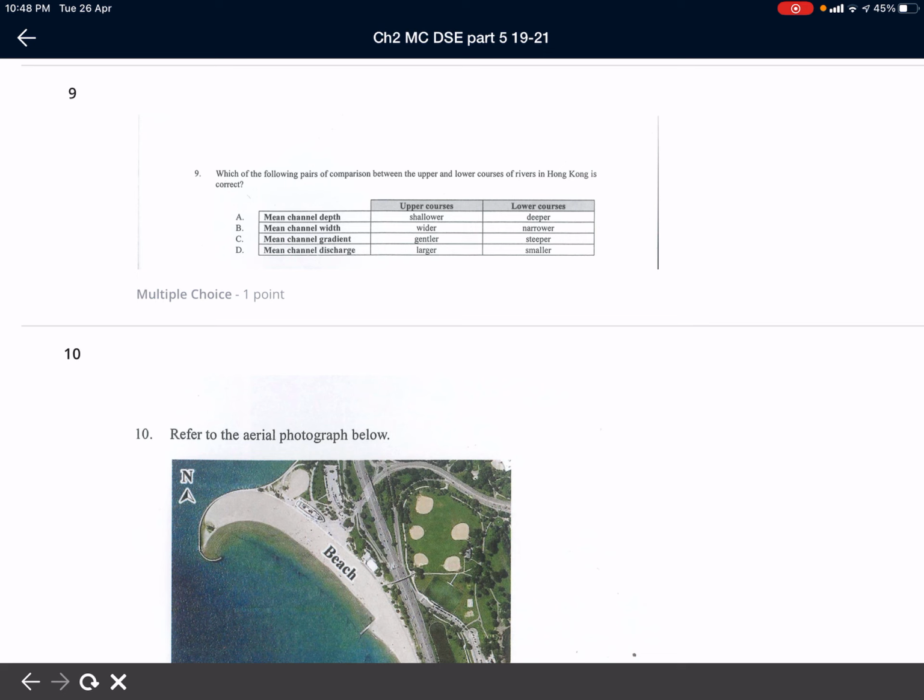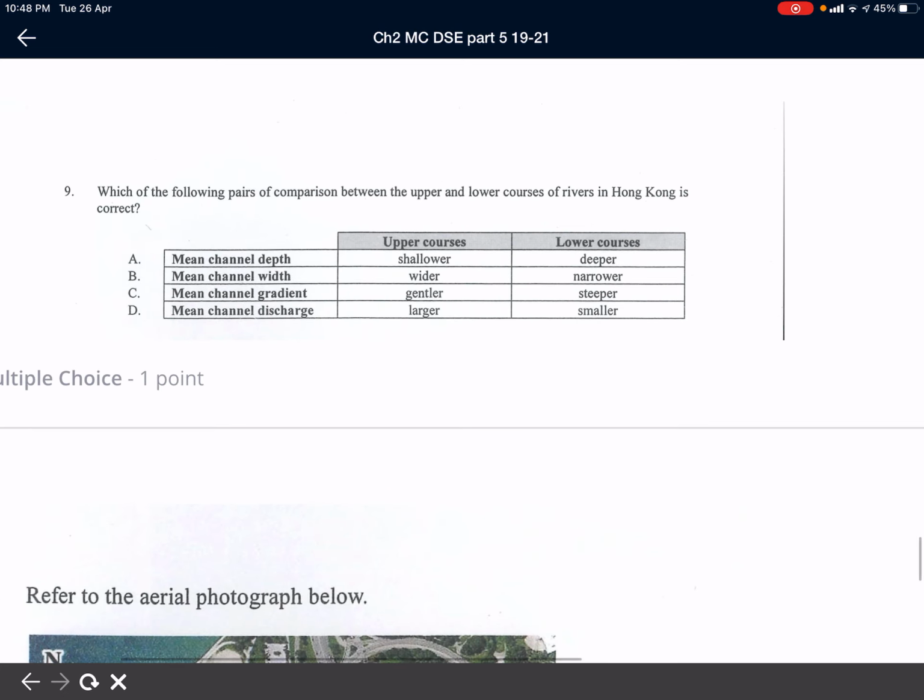So actually A, you can find this is A already. But anyway, I go through all of them now. Okay, channel gradient. Upper course is it gentle? You should know what is waterfall, right? Waterfall, can I say waterfall is very gentle? You must be crazy, okay? So gentle is not the way that having upper course, okay?